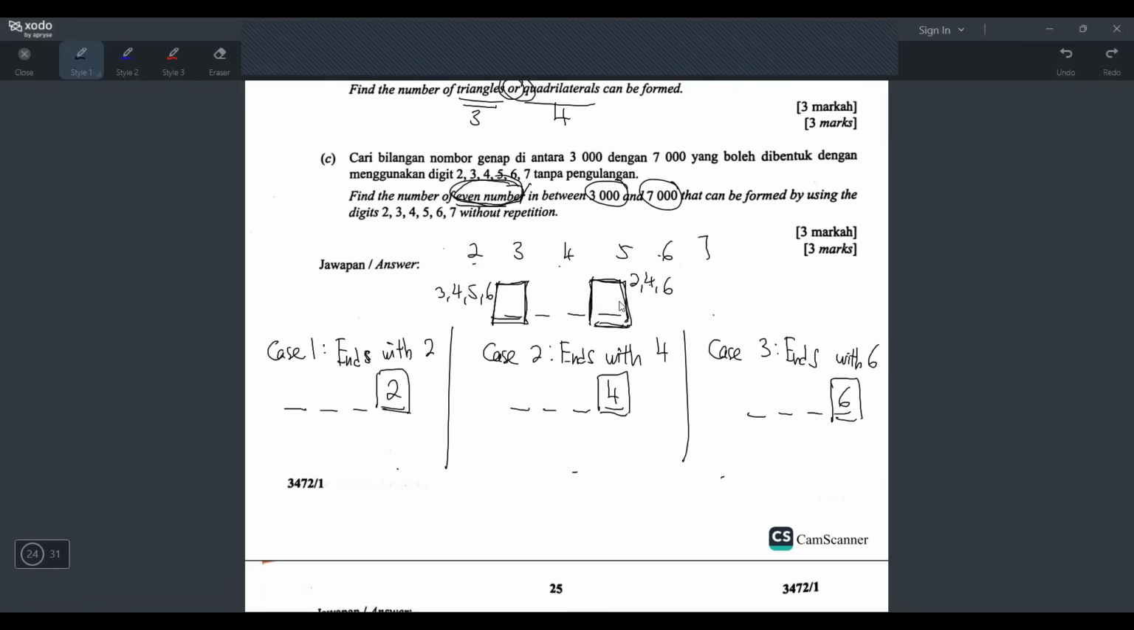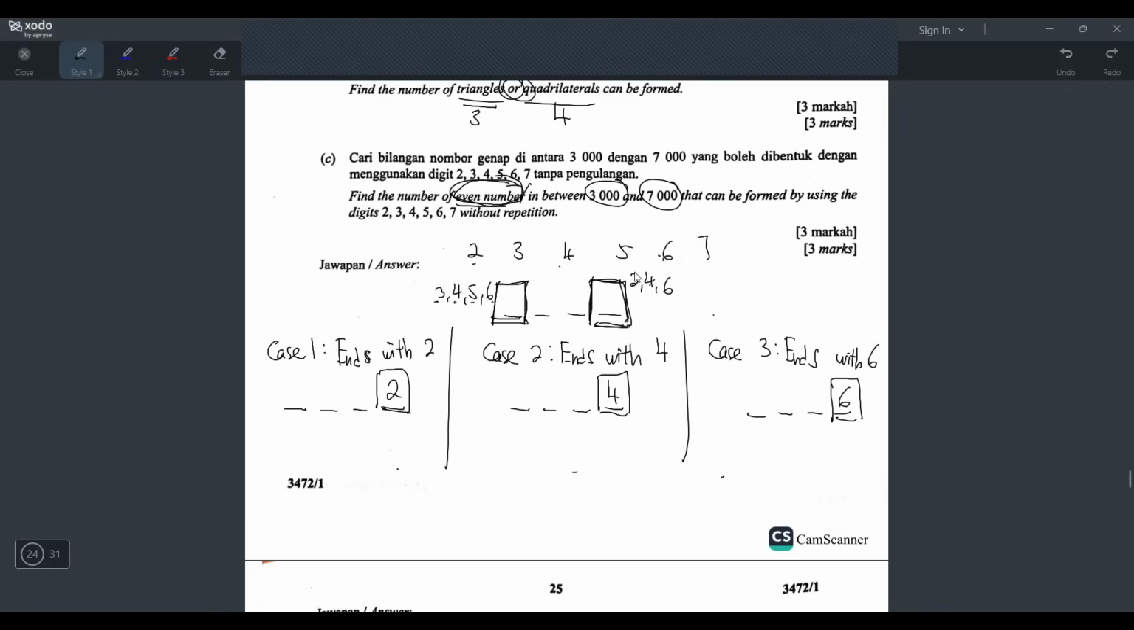Okay, there's another method. If you don't want to do ends with 2, ends with 4, ends with 6, you can also do start with 3, start with 4, start with 5, start with 6. But if I do like that, there will be more cases. You can also get the same answer, but I didn't do it like that. If I do start with 3, start with 4, I have to do 4 separate cases. So that's why I end up choosing ends with 2, ends with 4, ends with 6. So there are 3 separate cases. I have to do them one by one. So let's assume it ends with 2.